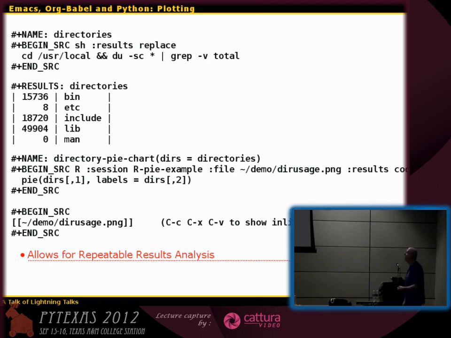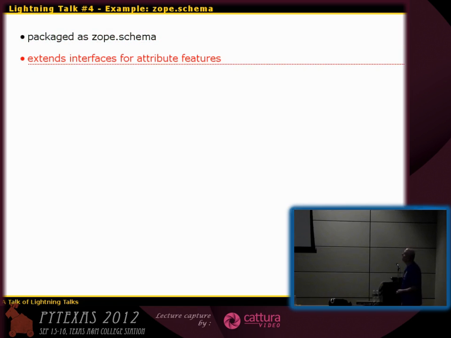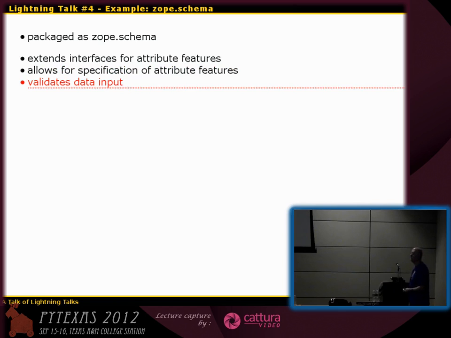So, okay. Next topic. Zope.schema. Zope is one of my favorite web frameworks, but this has nothing to do with the web. Basically, it's packaged as zope.schema out there in the Cheese Shop. It extends interfaces, so for attributes, for features of the attribute. Instead of just saying an attribute is a name, you can give it length, type, things like that. We'll see the specification of features. It also can validate the input.